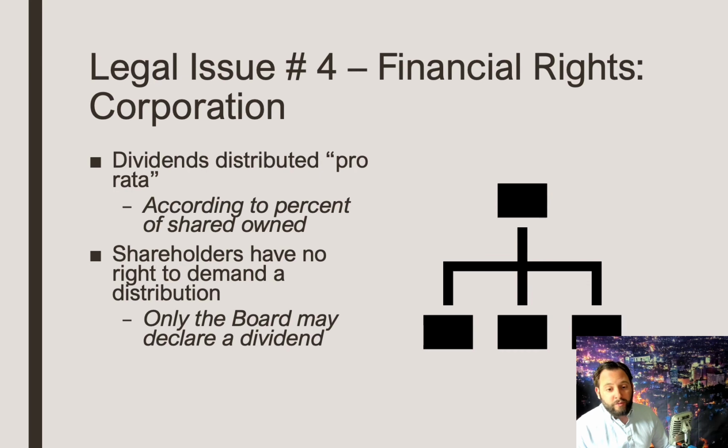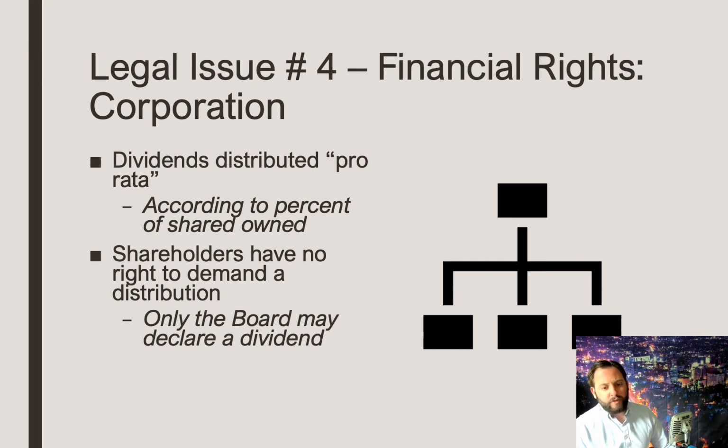Financial rights are generally distributed pro rata, meaning the percent that you own reflects the percent of dividends you're entitled to. Unlike partnerships where it's one person, one share, in a corporation it's usually $1 invested, one unit or percentage. So if you've invested $1 million and another person invested $10,000, you'd be entitled to 100 times more of the return on the investment because you invested 100 times more.